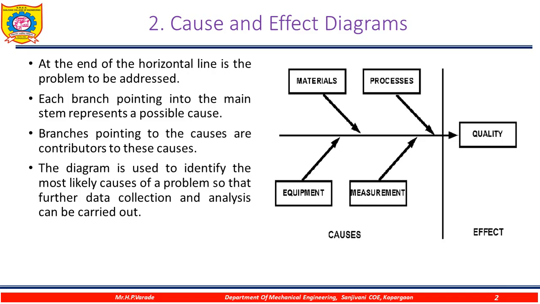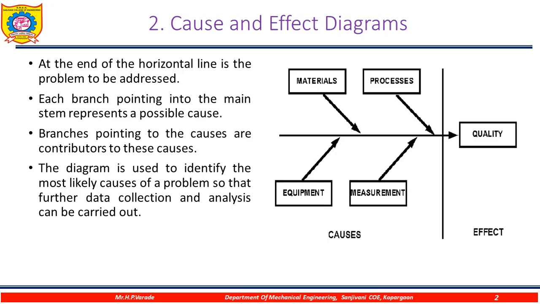Each branch pointing into the main stem represents a possible cause. Branches pointing to the causes are contributors to these causes. The diagram is used to identify the most likely causes of a problem so that further data collection and analysis can be carried out. So this is the basic schematic representation of a cause and effect diagram.